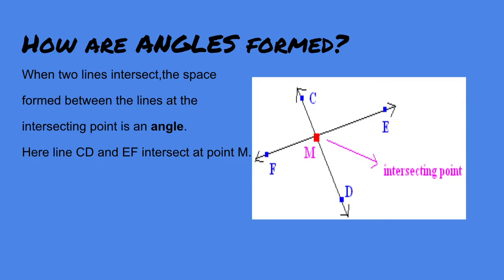In this example, there are two line segments FE and CD. They intersect at a point, and that is called the point of intersection, named M. There is some space that is formed at the point of intersection between these intersecting lines. That space is called the angle.